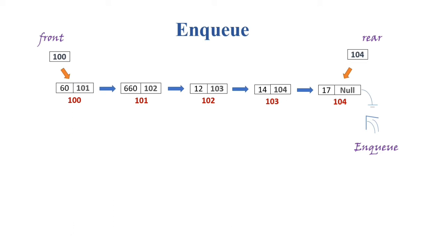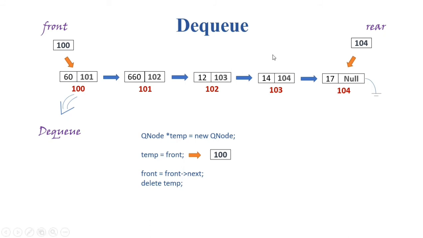Now for dequeue, since this is a first in first out data structure, as we said in the beginning, it has to dequeue from the beginning. So whatever node comes first, it has to go out first as well. For that, we create a temporary variable, call it temp. This is a pointer, and we set the address of front in this pointer, temp equals front. And now temp will be storing 100.